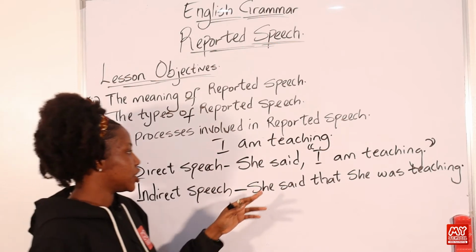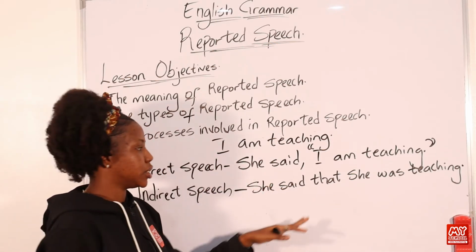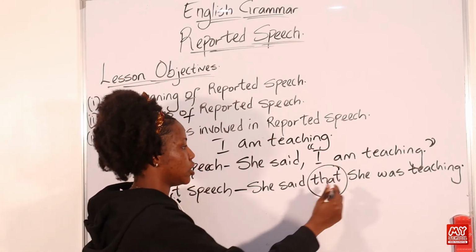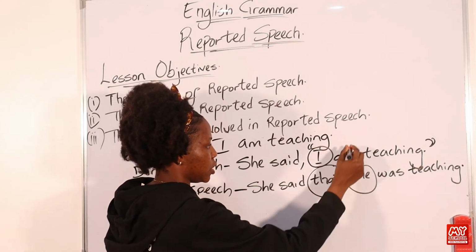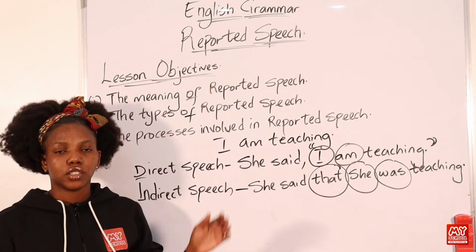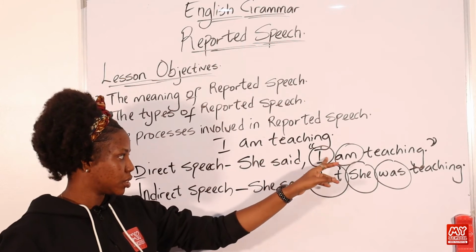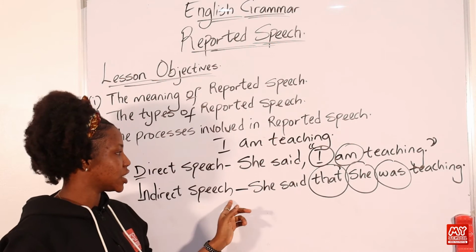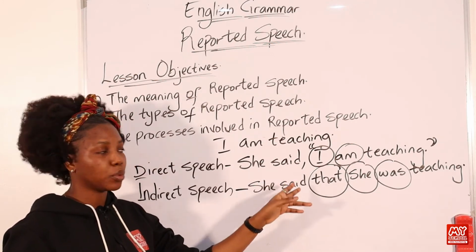Now, you observe there are changes made from the direct speech to the indirect speech. What are these changes? The introduction of that, which is the conjunction. We have I here as opposed to what is here, she, and we have am here as opposed to what is here, was. So for the direct speech, you can see the exact words of the speaker used. So we are using the exact words of the speaker. But for indirect speech, there's a change. Okay, so we are not using the exact words of the speaker.